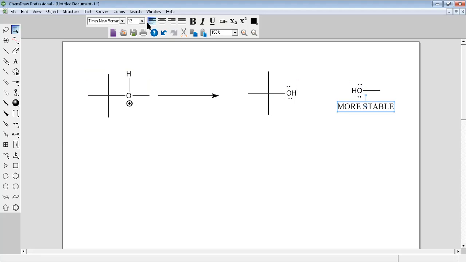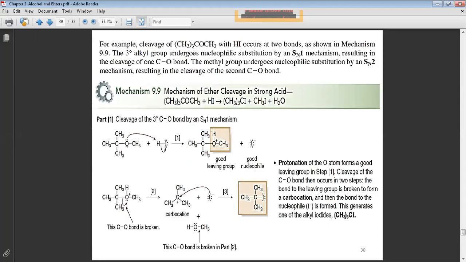Then if we go back to our example, which is best to remove, this or this? The more stable one. We remove the CH3 oxygen hydrogen as the good leaving group. Why a good leaving group? Because it is more stable than this part. Then we remove this, giving a tertiary carbocation. The nucleophile attacks the tertiary carbocation and gives the product.